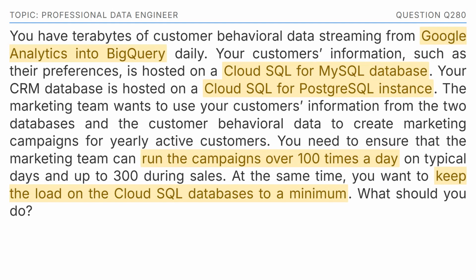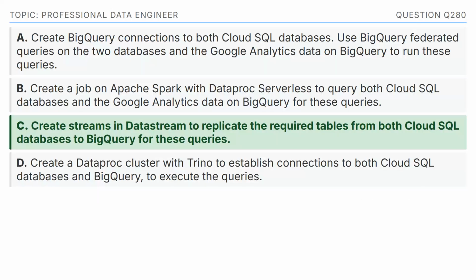To arrive at the correct answer, we focus on the keywords Google Analytics into BigQuery, Cloud SQL for MySQL database, Cloud SQL for PostgreSQL instance, run the campaigns over 100 times a day, keep the load on the Cloud SQL databases to a minimum. The correct answer is option C. Create streams in DataStream to replicate the required tables from both Cloud SQL databases to BigQuery for these queries.